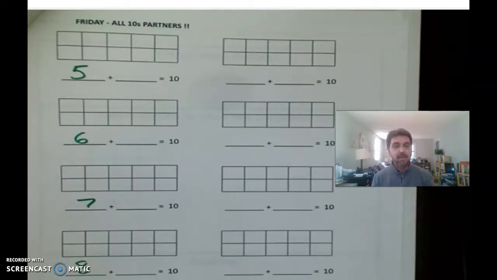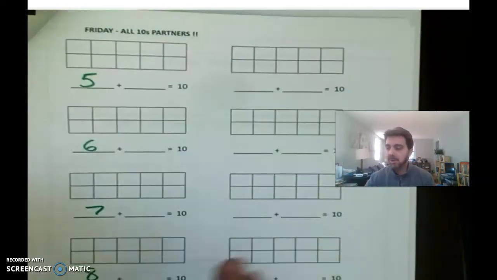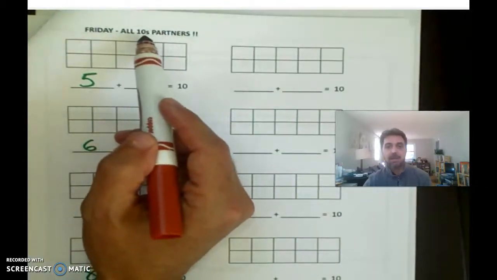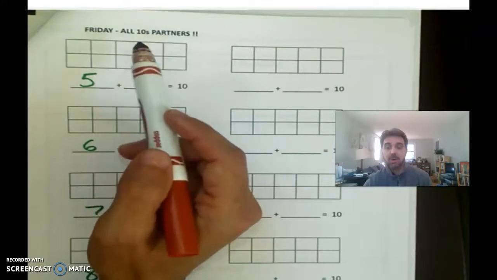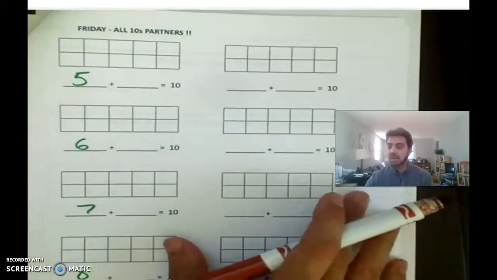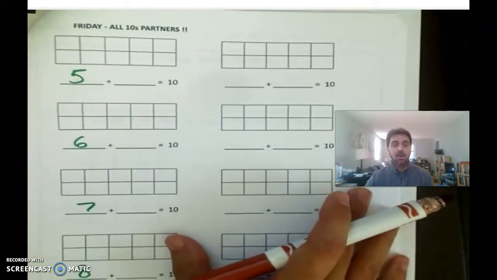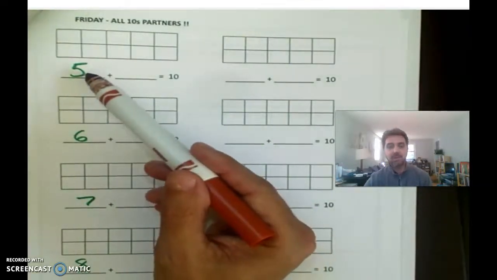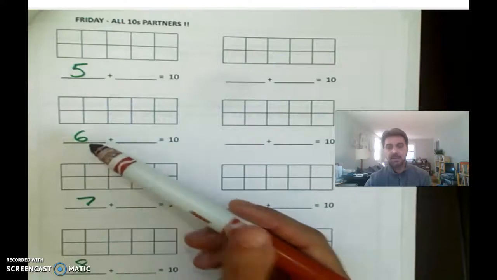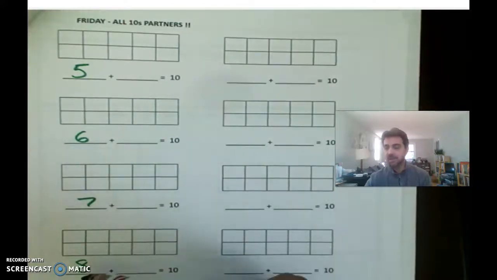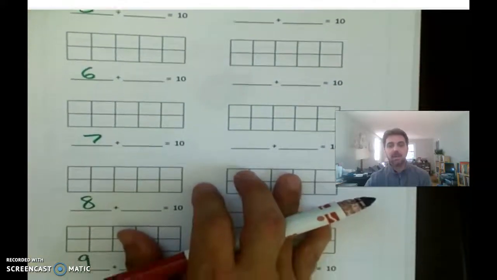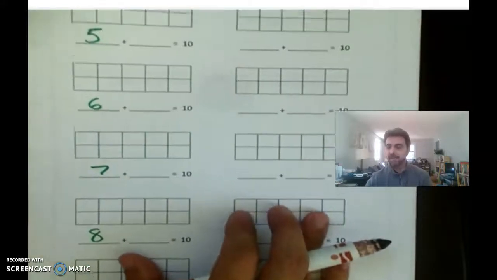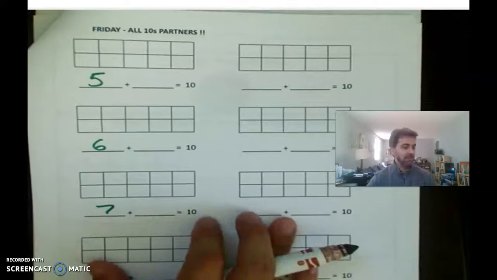Good song, right? So your paper, your packet at the top should say Friday, all tens partners. That means we're going to write down all of the tens partners right now. So on your paper, please do what I've done, which is put a 5 in the first one, and then a 6, and then a 7, and then an 8, and then at the bottom a 9. So 5, 6, 7, 8, 9. Okay? So please do that now. Pause the video if you need to.